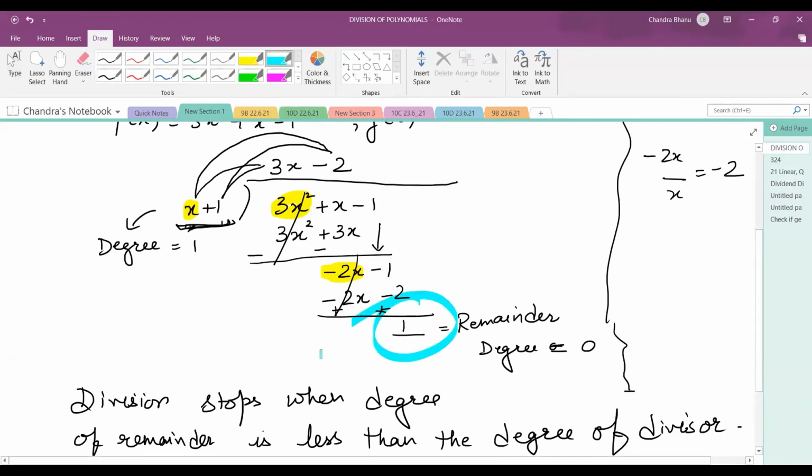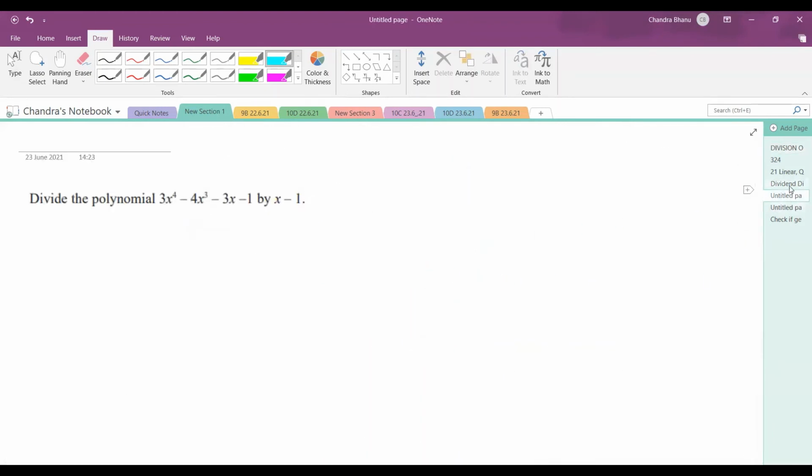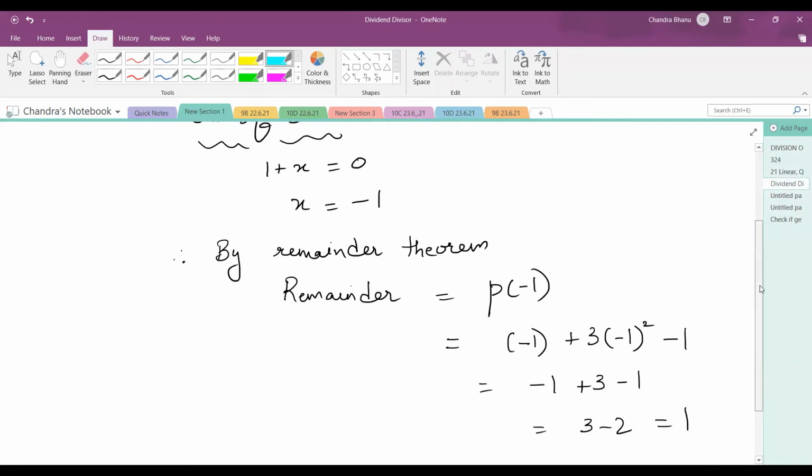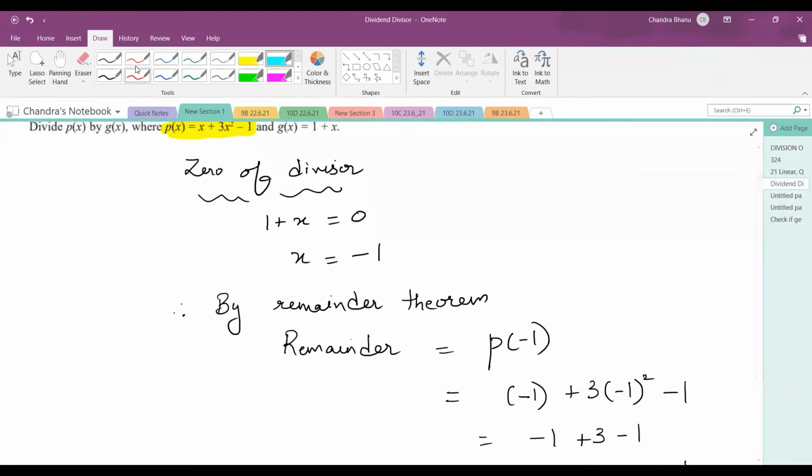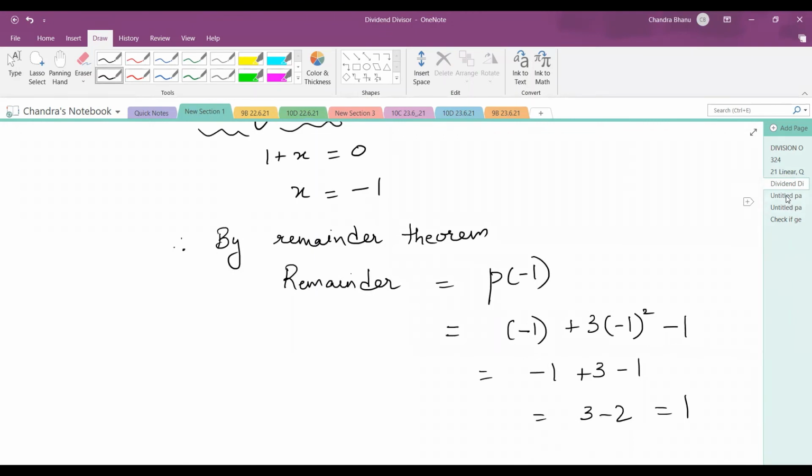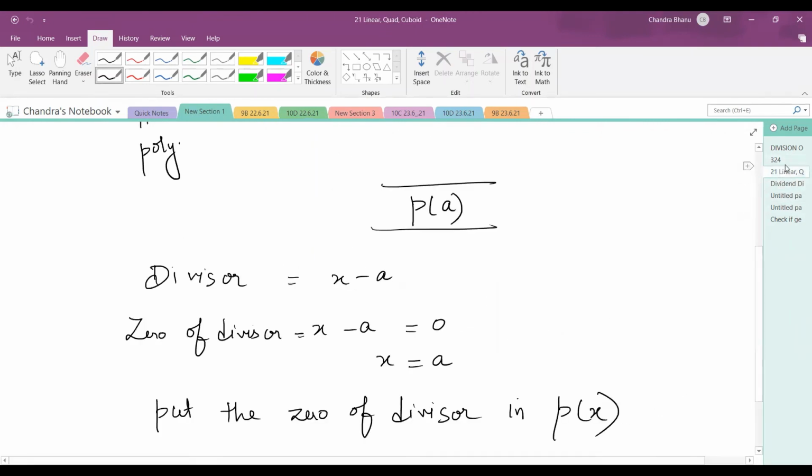The remainder is 1. But instead of doing the whole division now, I can directly find out the remainder with the help of this method. Just find out the zero of the divisor and put it in the polynomial. Let us take one more example. Let me show you another example that we did.